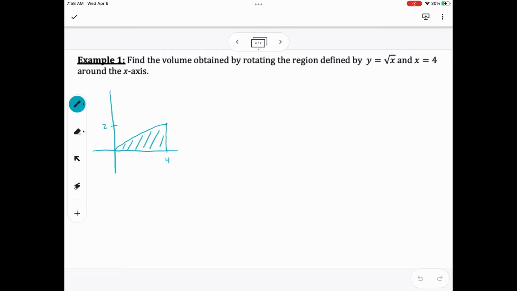So using the information that we're given, in example 1, we want to find the volume obtained by rotating a region defined by y equals square root of x and x equals 4 around the x-axis. I drew the graph here, and rotating it around the x-axis, going all the way around, it actually makes a bowl-like figure, since that's half of a parabola, right? And that's what I'm drawing at the bottom there.